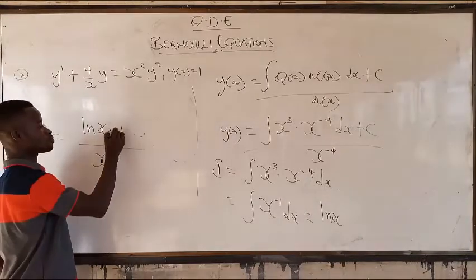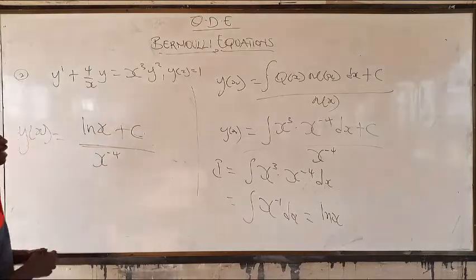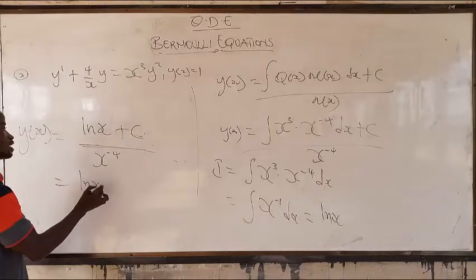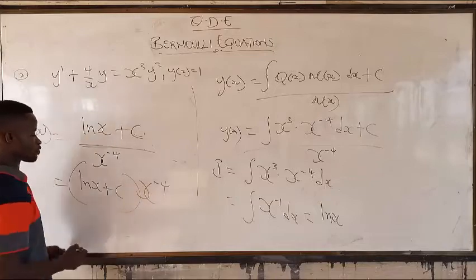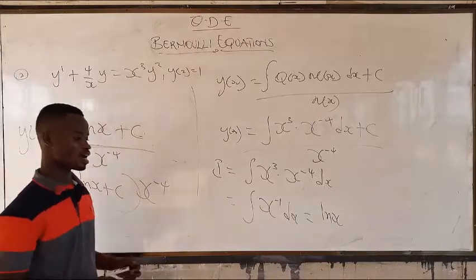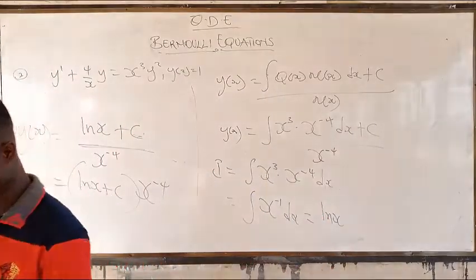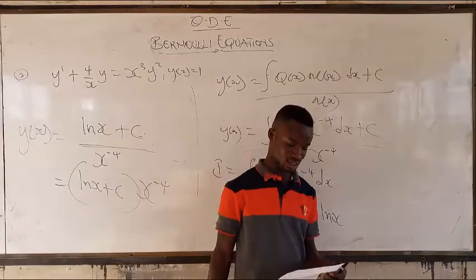It is plus c here, all this over the integrating factor. And this is going to give us s plus c, and here is s raised to negative 4. So this is the general equation. Alright, I have solved almost two questions. We have solved two questions.